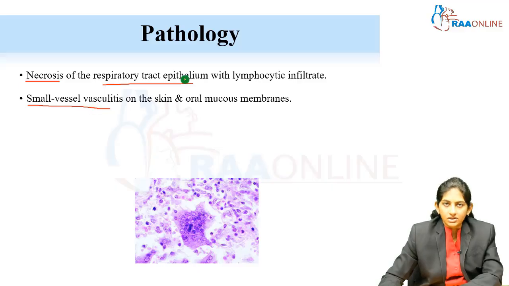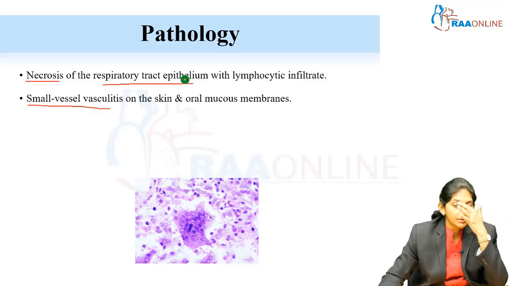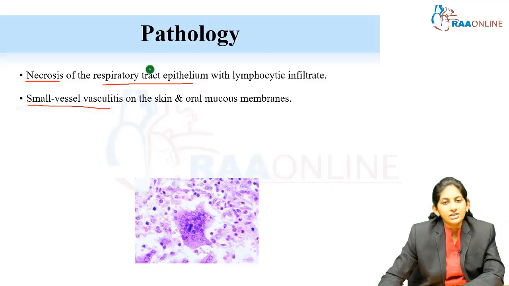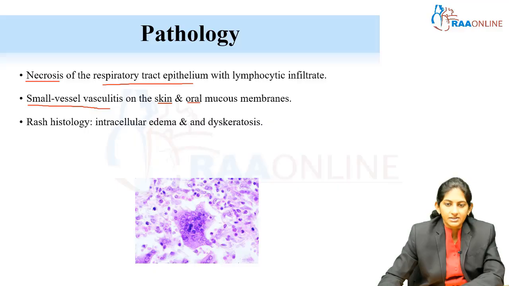It can cause both exanthem and enanthem, right? Exanthem is on the skin, enanthem is in the mucous membrane. So the small vessel vasculitis can occur on the skin or in the oral mucosal membranes. So this is the histopathology of the rash.